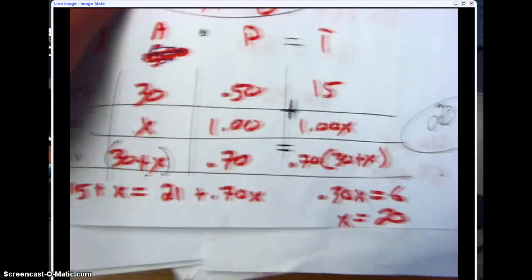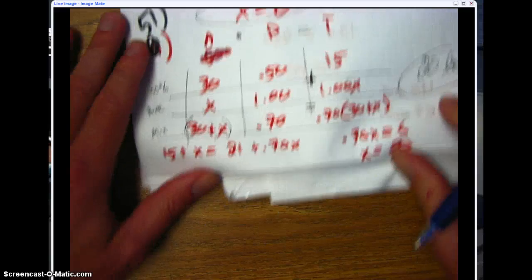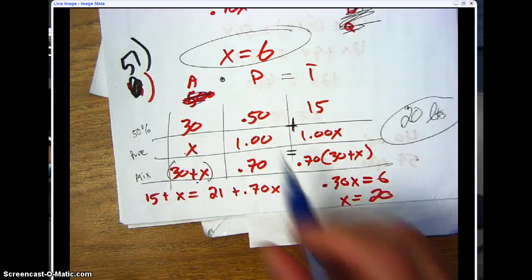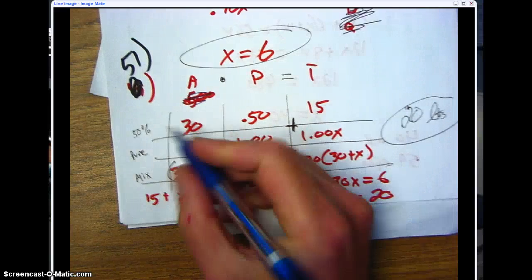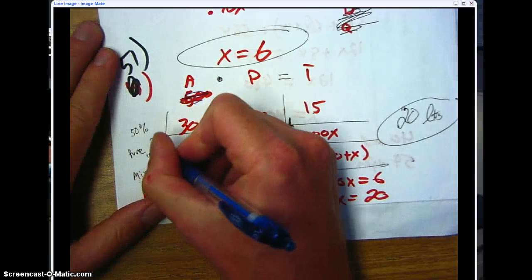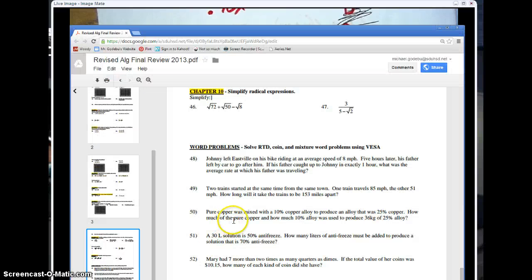Okay, so for number 51, kind of sloppy, I'm sorry. Trying to get this done in a short amount of time. So, you have the 50% antifreeze. They tell you there's 30 liters here. The pure, which is the 100% stuff, is the amount we want to know. Let me show you what I'm talking about. We want to know how many liters of antifreeze must be added. So how many liters means that's the x. 30 liters of the 50% stuff, x of the 100% stuff, to produce 70% antifreeze.